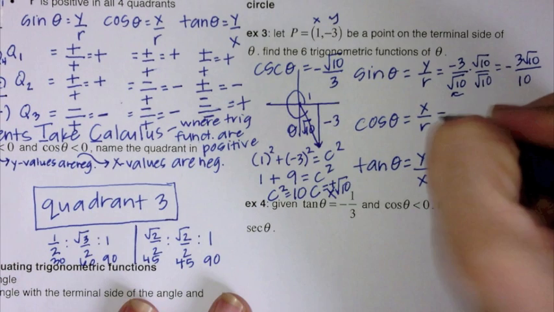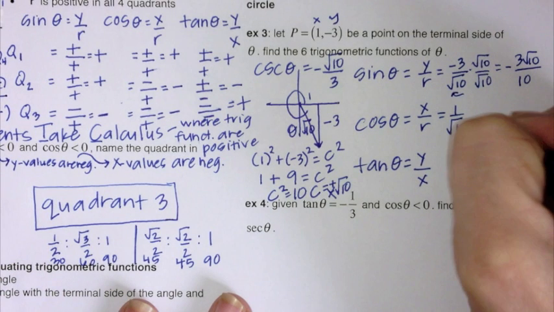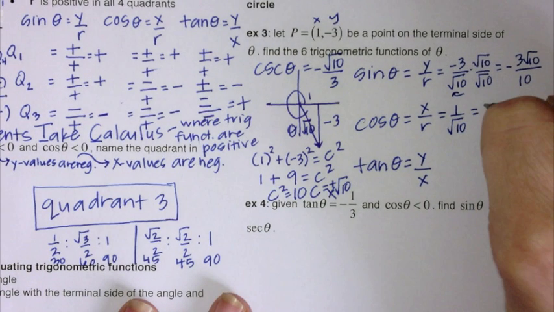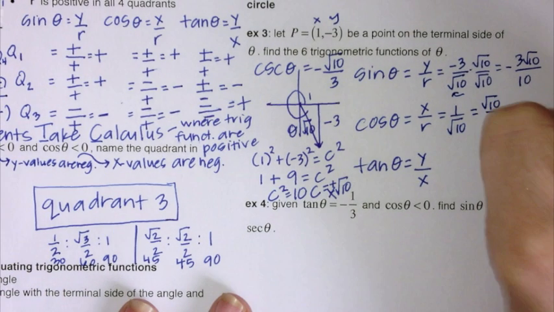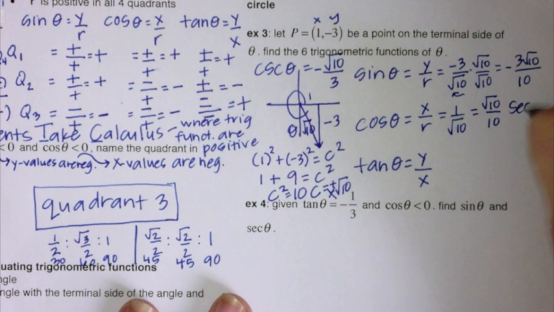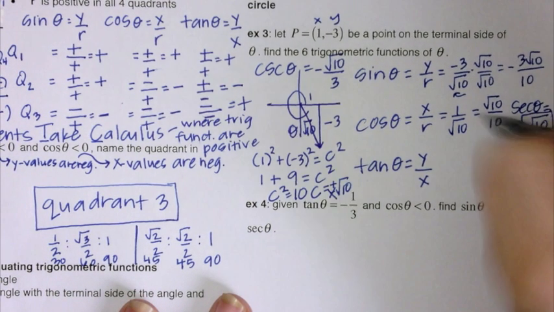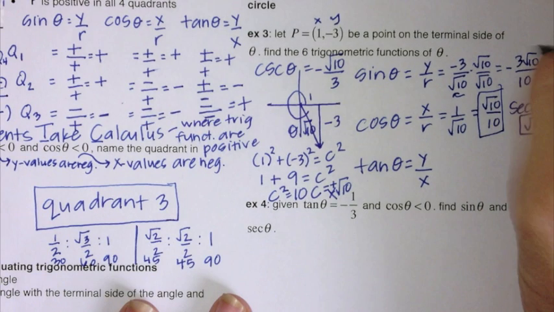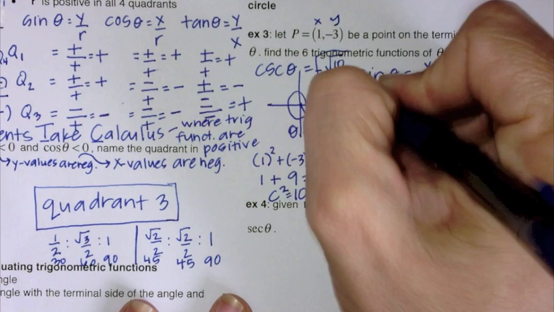Cosine is going to be 1 over root 10. And then when I rationalize that, that's going to be root 10 over 10. So then the secant of theta is just going to be root 10 over 1, which is root 10. Let me get my answers boxed here so they don't get lost.